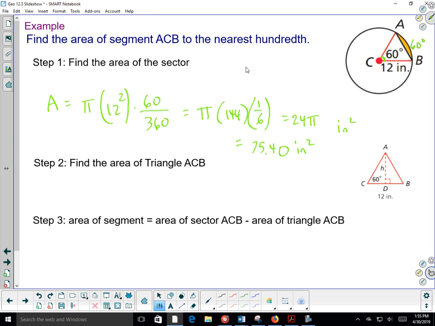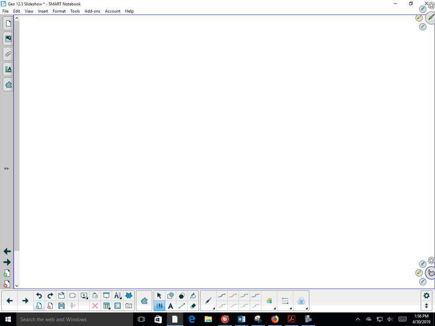Okay, well, all I know is that this side is 12, and this side is going to also have to be 12, agreed? It's going to be equal. And this angle here is 60, right? You with me? So, side note, here's our triangle. All I know is this side is 12, this side is 12, and this angle is 60.